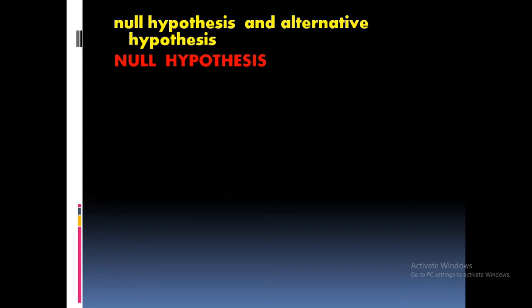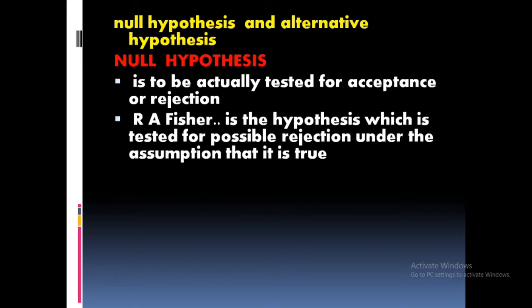So the null hypothesis is one which is to be actually tested for acceptance or rejection. Clear? It is a hypothesis which is tested for possible rejection under the assumption that it is true. What we are going to test, that is actually our null hypothesis. Understood? But a hypothesis is a definite statement about a population.